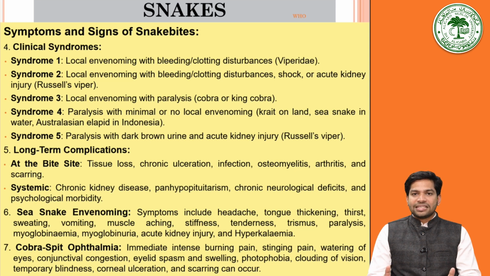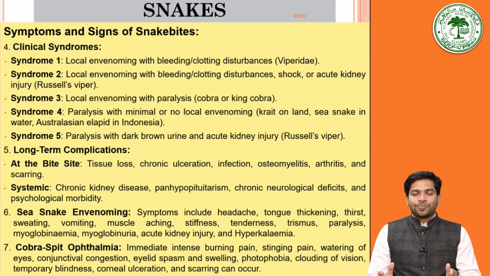In case of sea snake envenoming, the symptoms include headache, tongue thickening, thirst, sweating, vomiting, muscle aching, stiffness, tenderness, trismus, paralysis, myoglobinemia, myoglobinuria, acute kidney injury, and hyperkalemia. These are all features seen in cases of sea snake envenoming. You may remember it as musculotoxic. Usually the sea snakes are musculotoxic, so the features are similar to that.